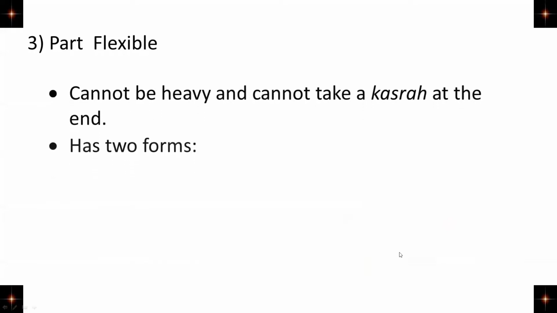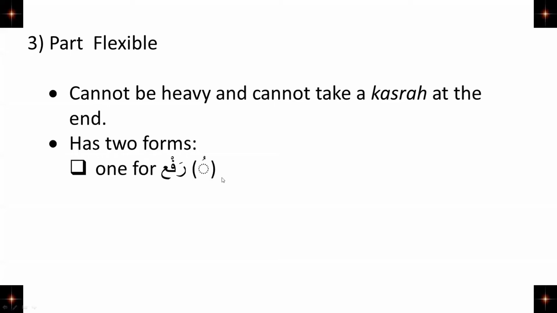So these are the partly flexible isms which cannot have kisra. I spoke about this. I said partly flexible isms cannot be heavy and they cannot have kisra. Cannot be heavy means you cannot say Ibrahimun, Ismailun, or Sulaimanun. I'm sure a lot of you will be thinking, really? Yes. Why? Because those names are partly flexible isms and they don't take kisra.